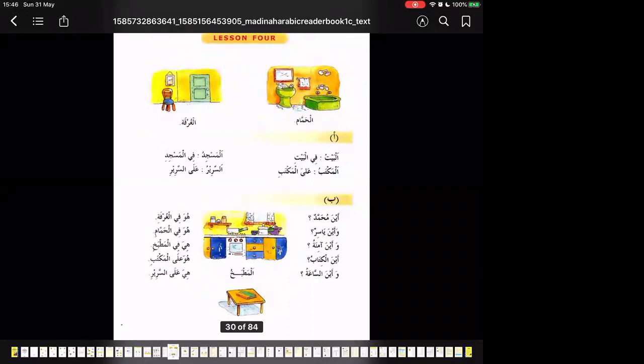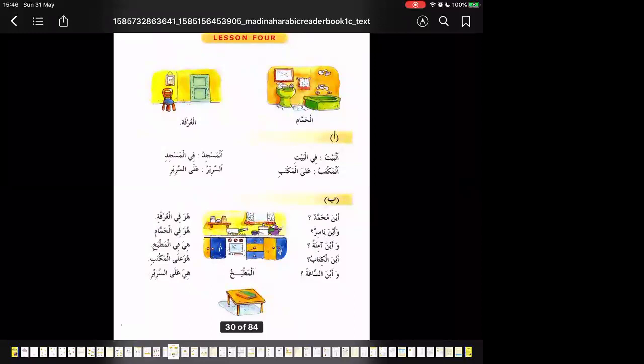recap of what we've done so far. In this lesson 4, we are now being introduced to prepositions. Prepositions in English are words like in, on, over, under, and so on and so forth. In Arabic, they're called harf. What they do is they change the word that comes after it, and instead of having a dhamma at the end of the word, it now has a kasra at the end because of the preposition.